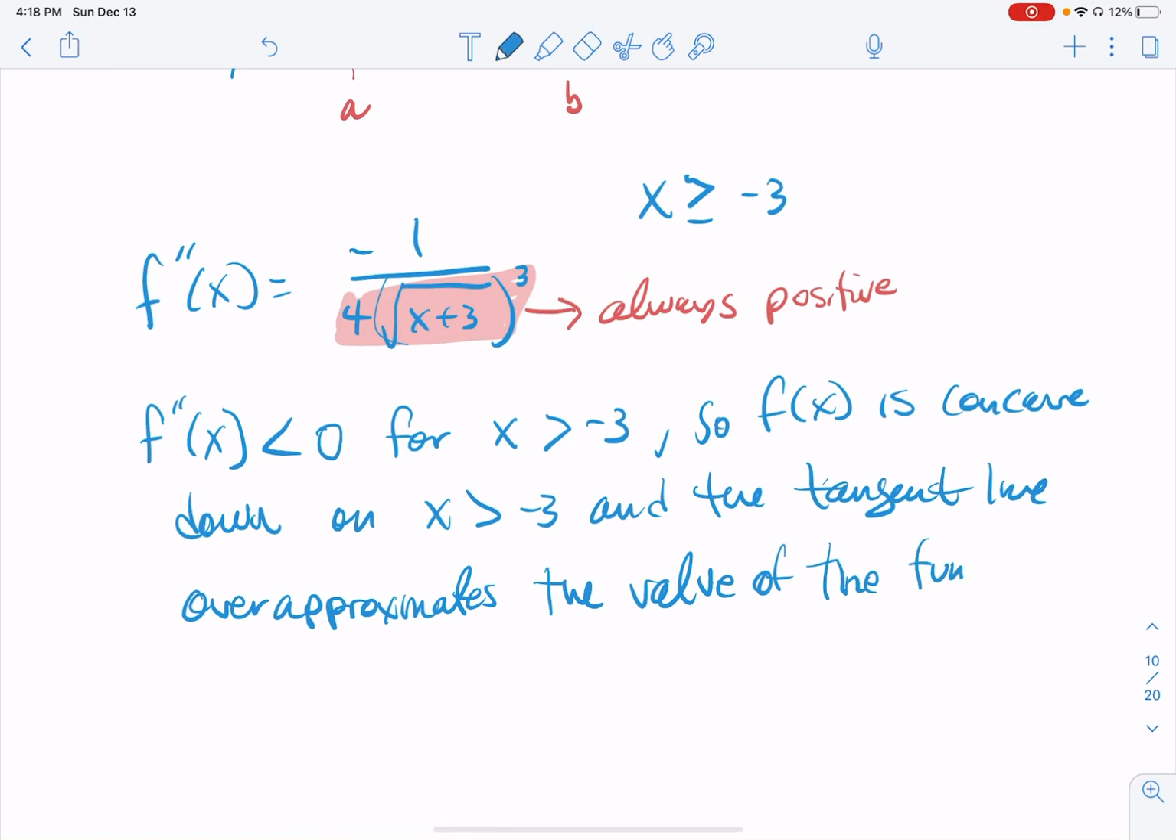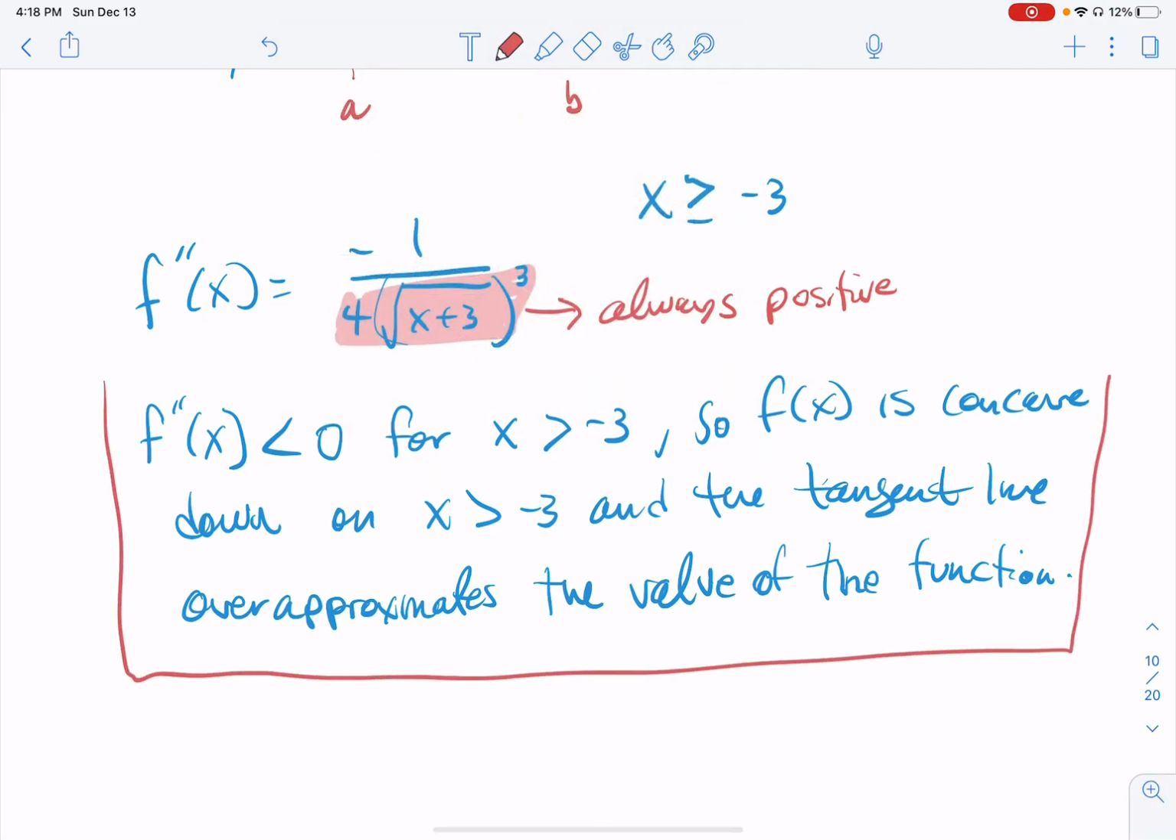And what I am writing right here is the kind of thing that you would want to write on an FRQ for justification as to whether or not your tangent line is over or under approximating your function. Is that something that you will be required or expected to do? Absolutely.